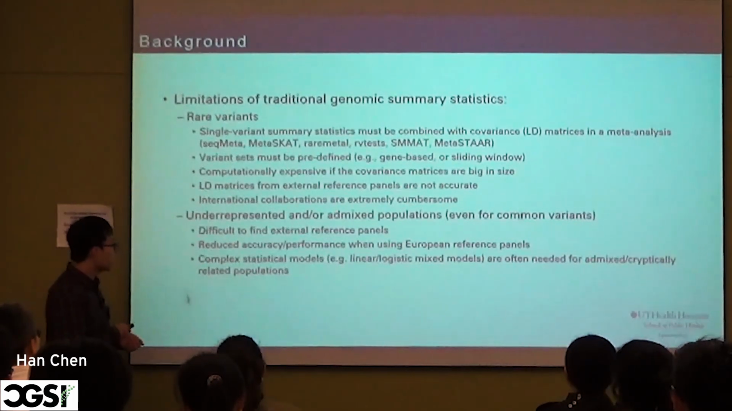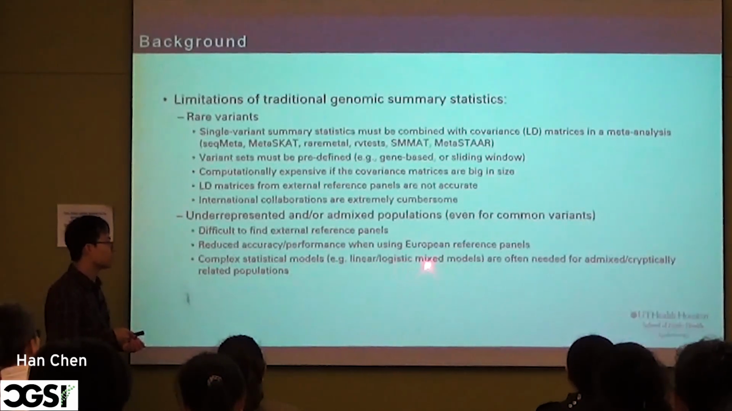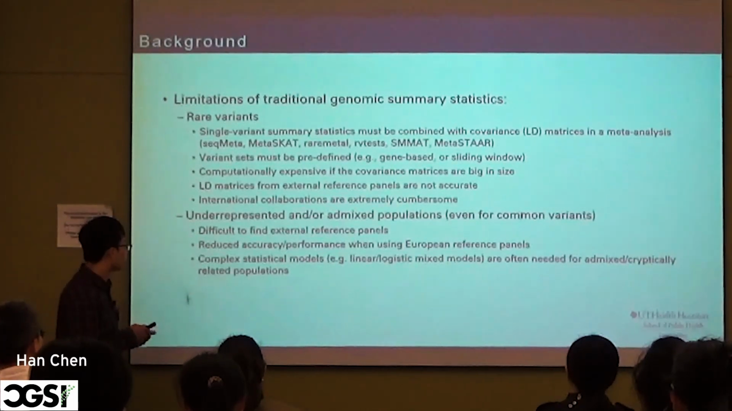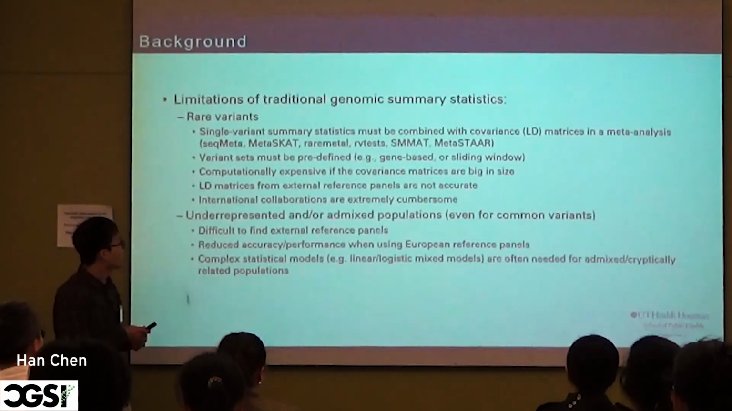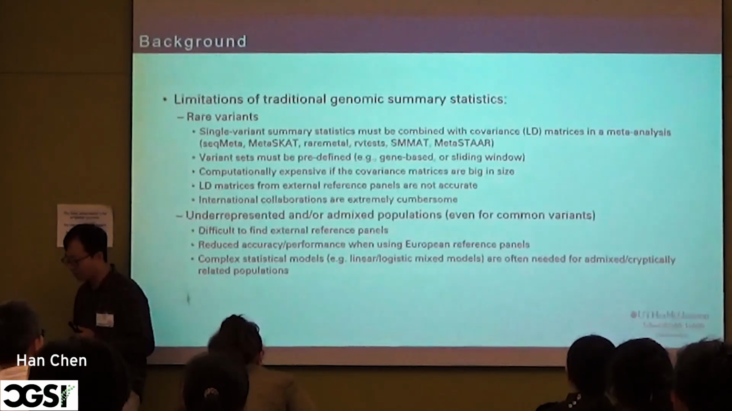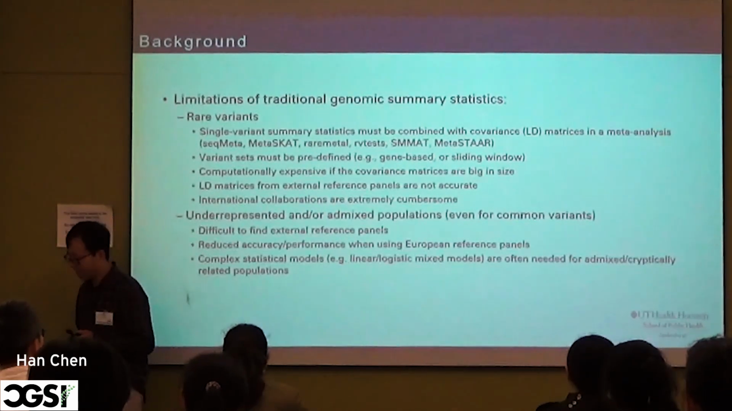On the other hand, we also often need complex statistical models, namely linear or logistic mixed models, to handle admixture and cryptic relatedness in this kind of populations. So that's even more complicated than a simple linear or logistic regression model, and that's computationally expensive.